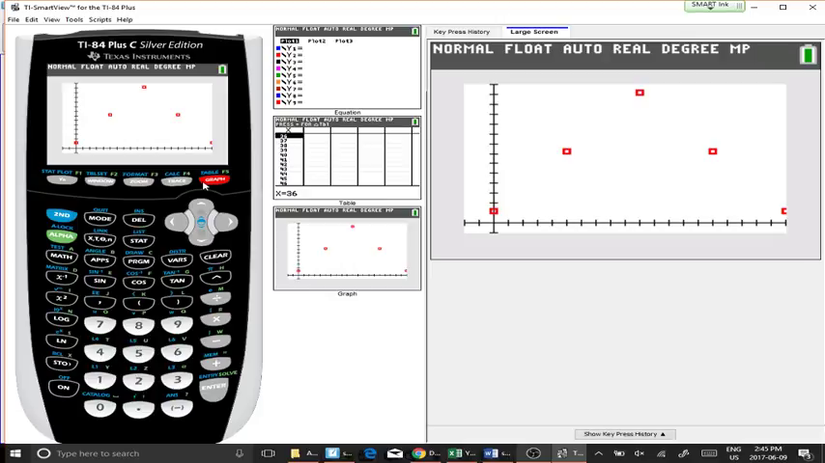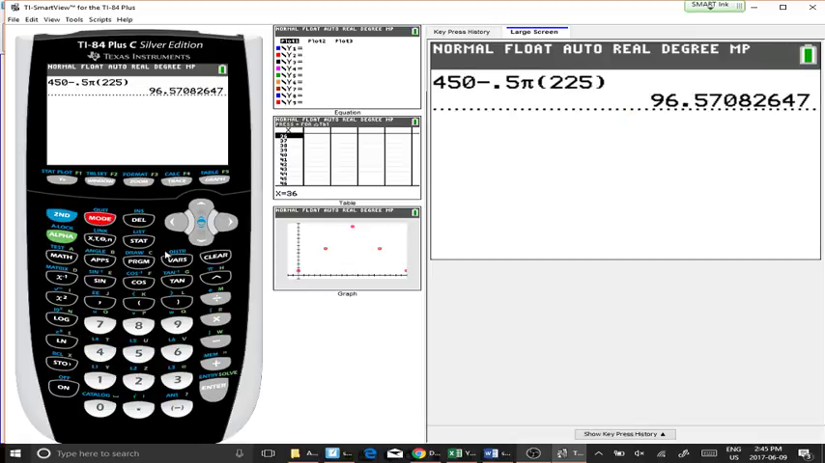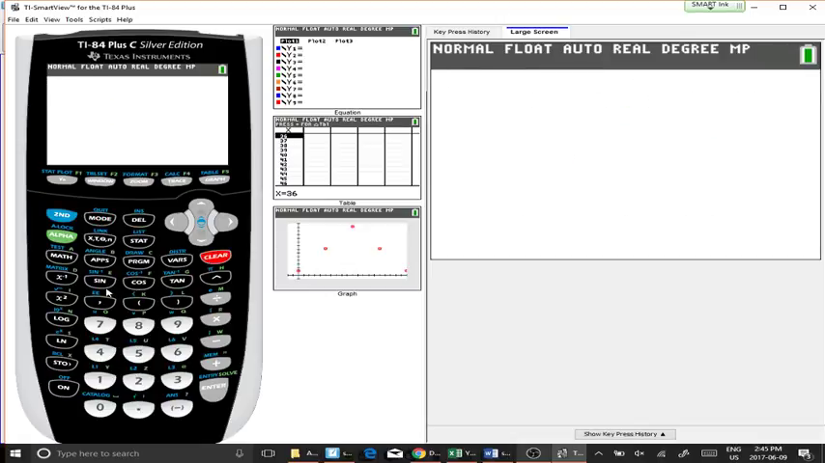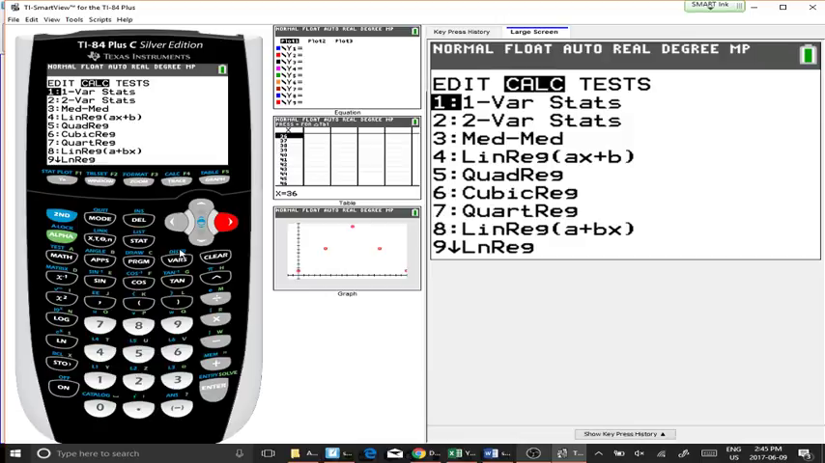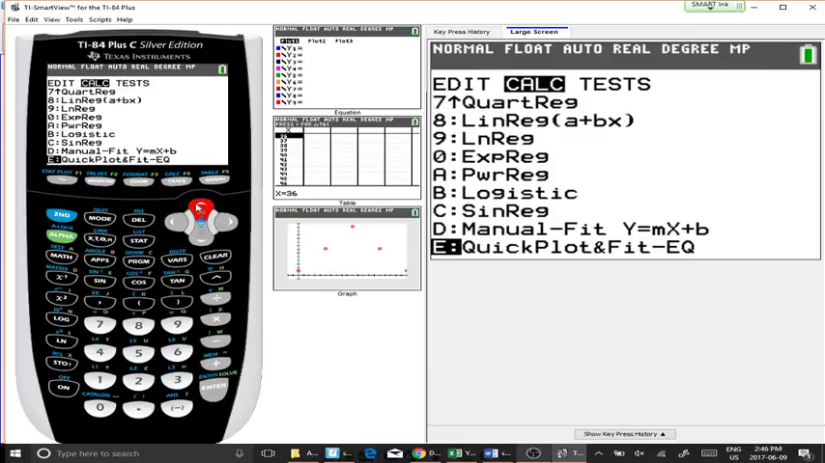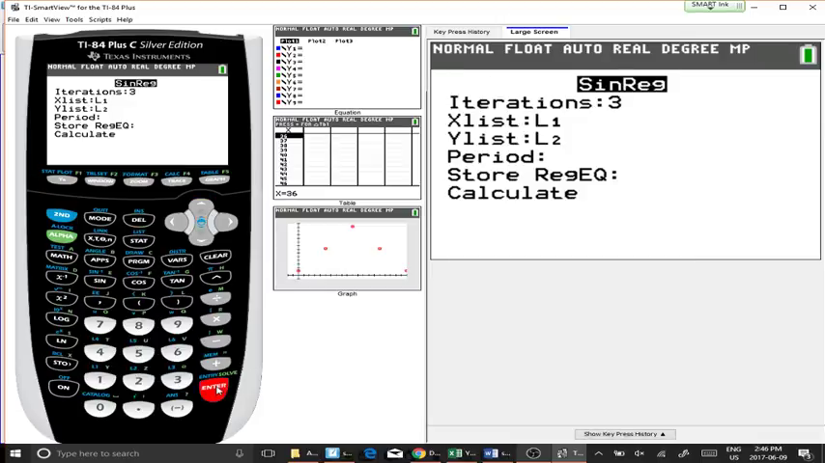Okay? So let's think about the regression here. We're going to go to the home screen. And when we're at the home screen, you're going to go Stat, Calc, and we're going to go ahead and use Sine Regression. It's the third from the bottom. It's option C. It asks for the number of iterations. Iterations tell you the more iterations, the more accurate it's going to be.